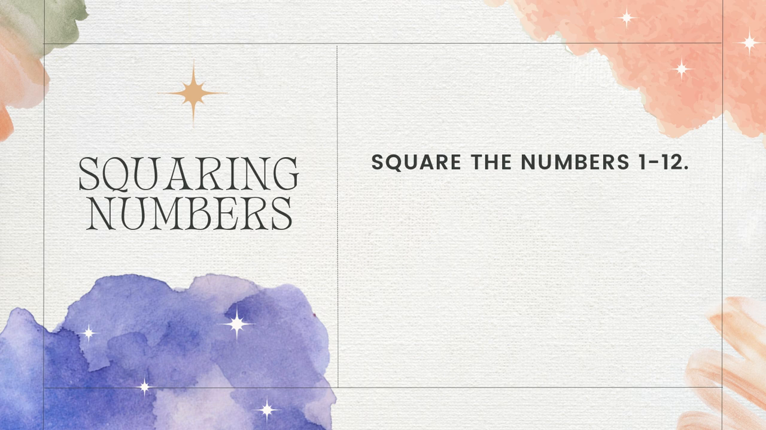4 squared, Olivia. 5 squared, Micah. 25. 6 squared, Wesley. 36. 7 squared, Charlie. 42. Close. 49. 8 squared, Jimmy. 64. 9 squared, Miriam. 81. 10 squared, Mary Lady. 100. 11 squared, Abigail. 121. Very good. 12 squared, Aaron. 144. Very good.